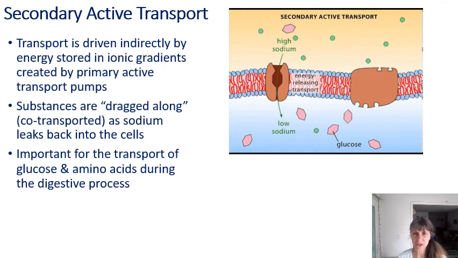Secondary active transport is a unique situation because the transport is driven indirectly by ionic gradients, and the best way to describe this would be to show you how when glucose is brought into a cell through carrier-mediated facilitated diffusion, it's not uncommon for sodium to be dragged along. It's getting a free ride. And as sodium leaks into the cells, we need to maintain sodium outside the cell.